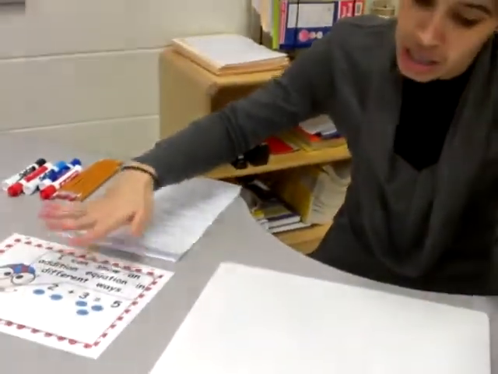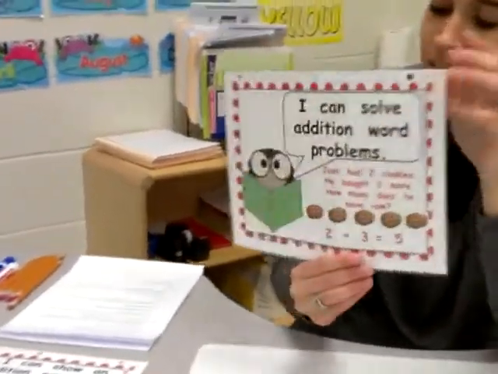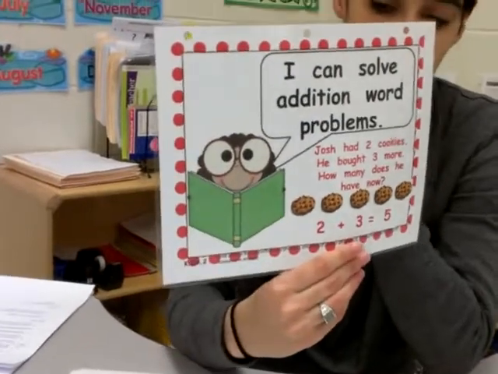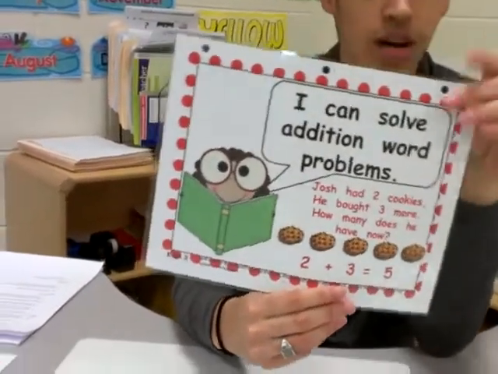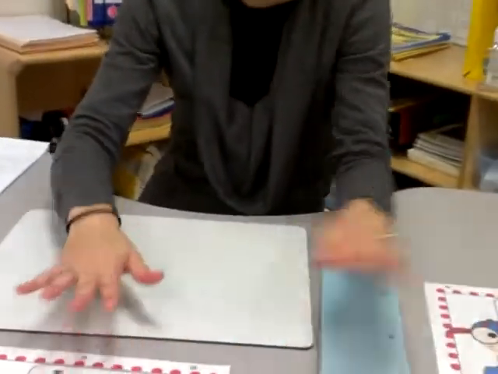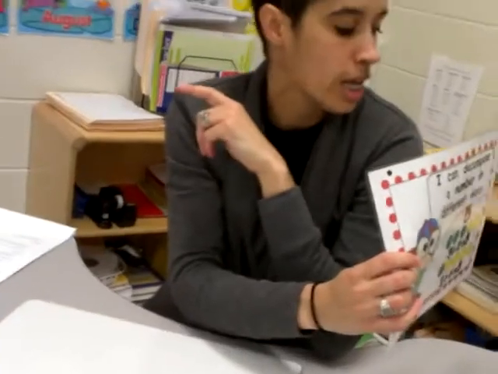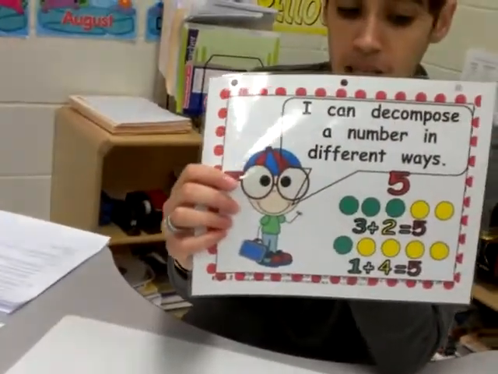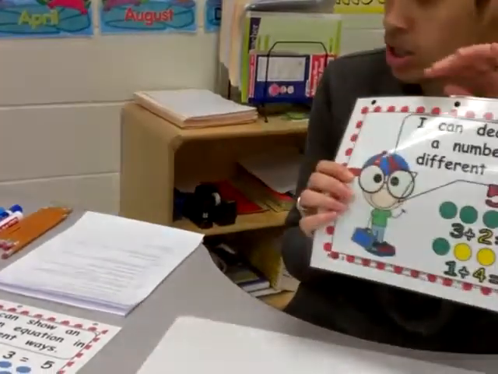My next one says I can solve addition word problems. Okay? And on mine it has an example of Josh had 2 cookies and he bought 3 more. How many does he have in all? 5. And my last one says that I can decompose a number in different ways. And on this one, they show the number 5, and it shows 2 different ways in which they broke the number down. Okay? So before we begin, let's go over some vocabulary words.